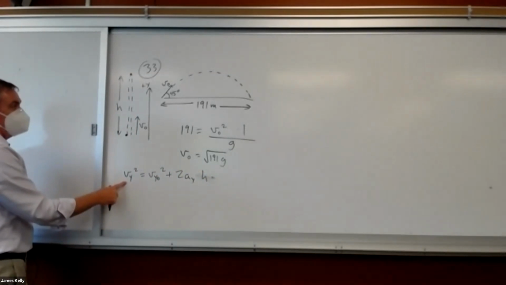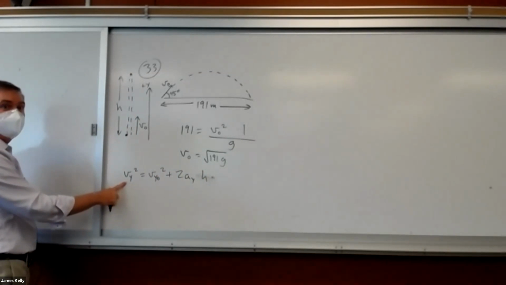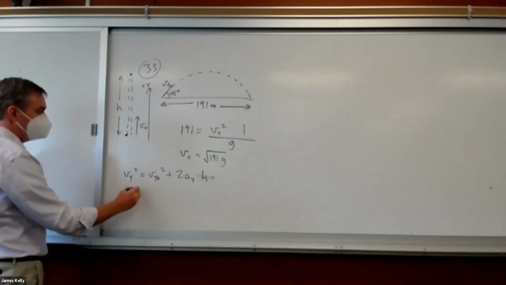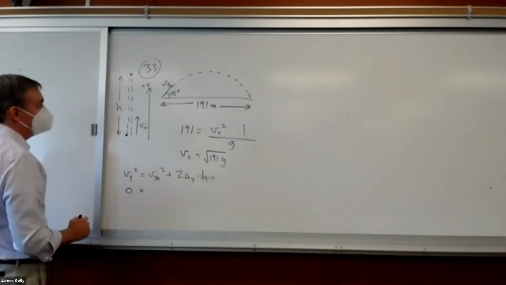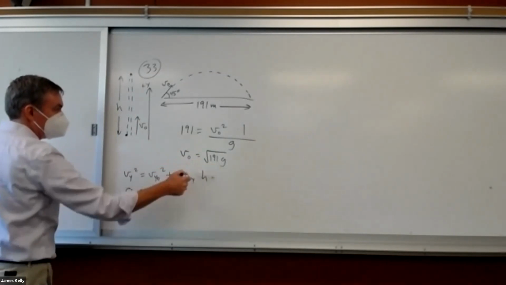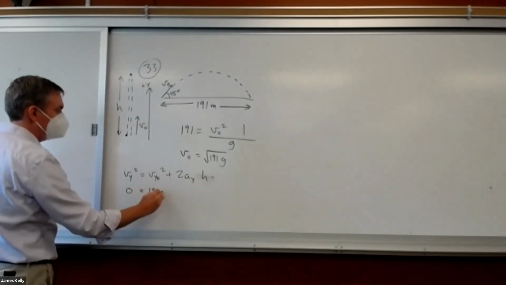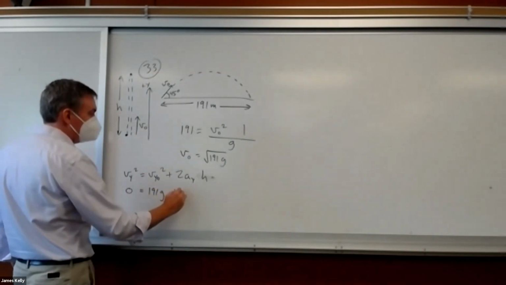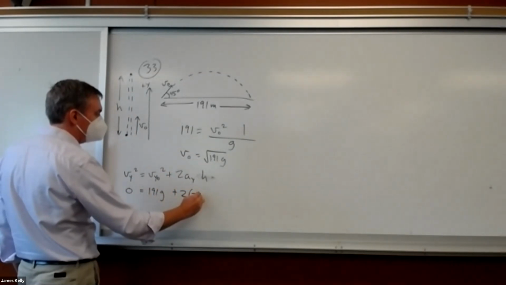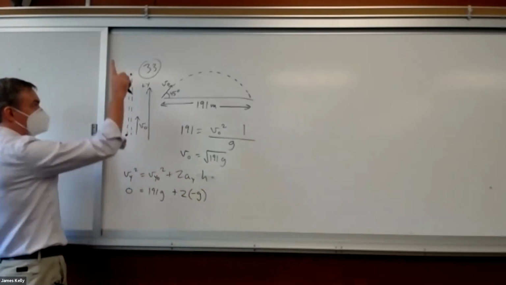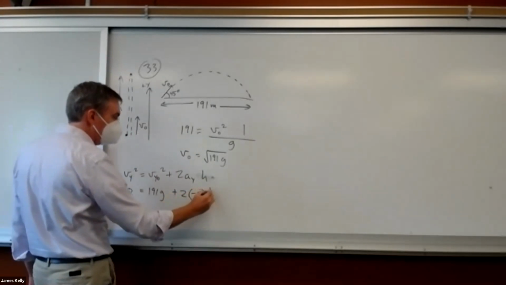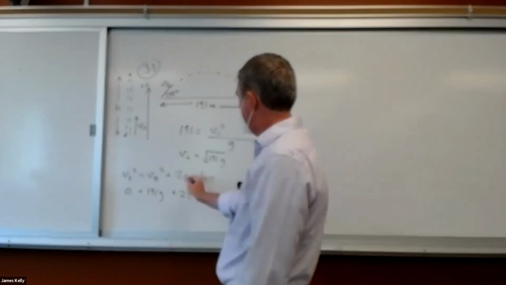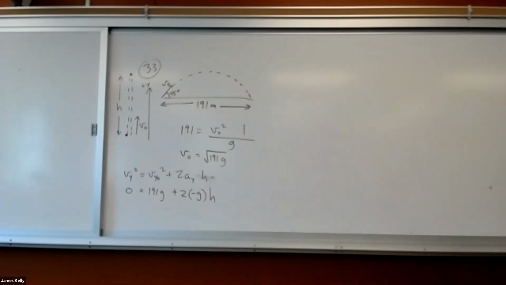What's Vy final? It's 0, right? It's at the highest point, so it's not moving in the y direction at all. Vy initial is the square of this, so it looks like 191 times little g when I square that thing out. Plus 2 times minus little g, right? Ay in my coordinate system is minus little g. It's h.